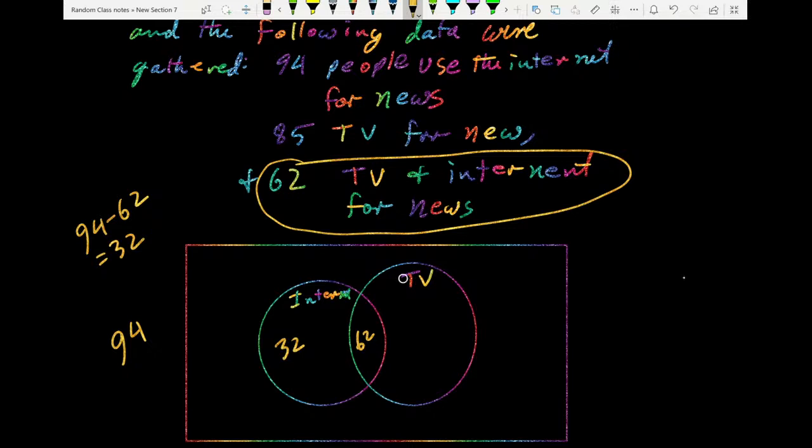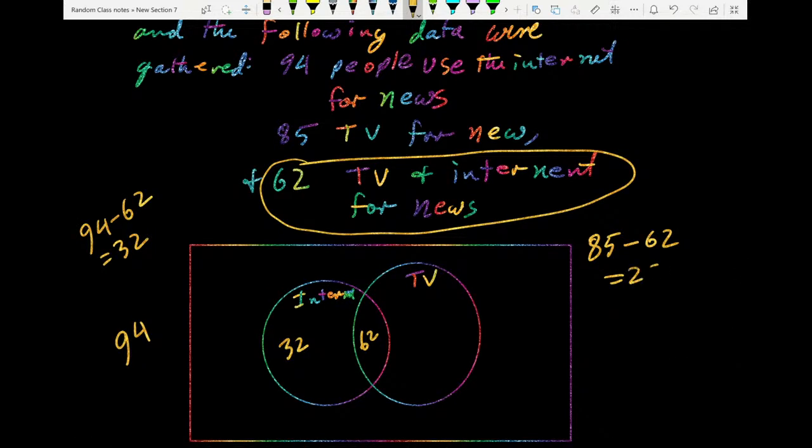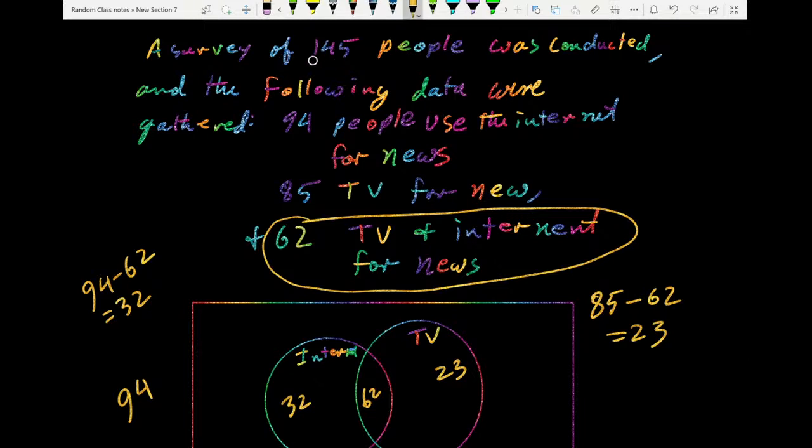And by this same logic, we do it right outside over here. How many people use TV for news? 85. I've already used 62. Subtract that, and you have 23. All right, now we kind of get it. Now, how many people did we have in total? 145.